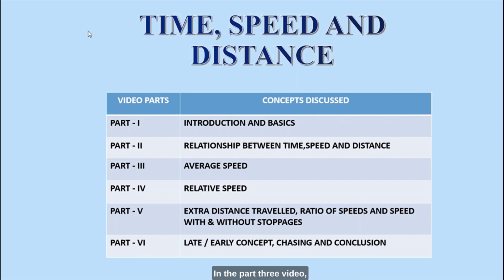In the part 3 video, we learnt about average speed. This remains the same as the part 7 video of the aptitude topic averages. In the part 4 video, we learnt a new topic called relative speed. We knew the definition of relative speed, followed by how the speed of one object varies with respect to the direction of another. In the part 5 video, we learnt about three different concepts or applications of time, speed, and distance. That is, the distance traveled by the train, ratio of speeds, and speeds with and without the stoppages.